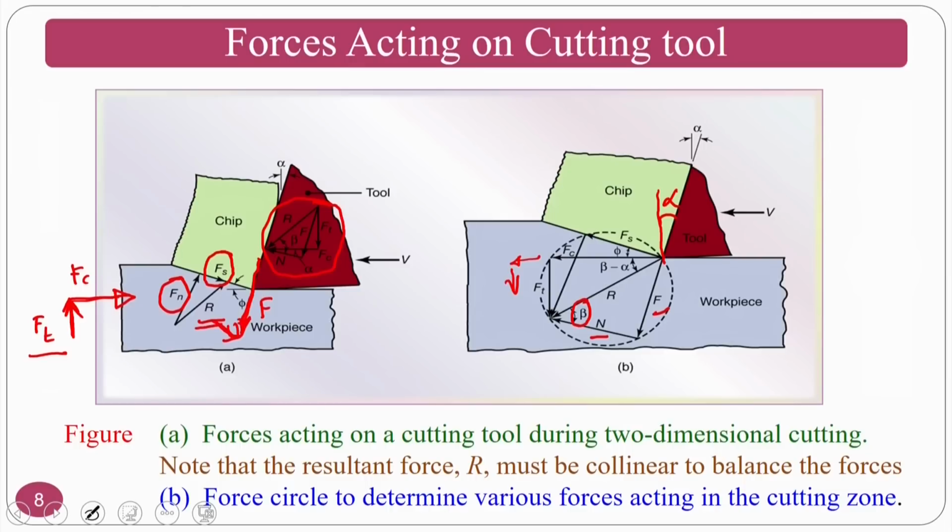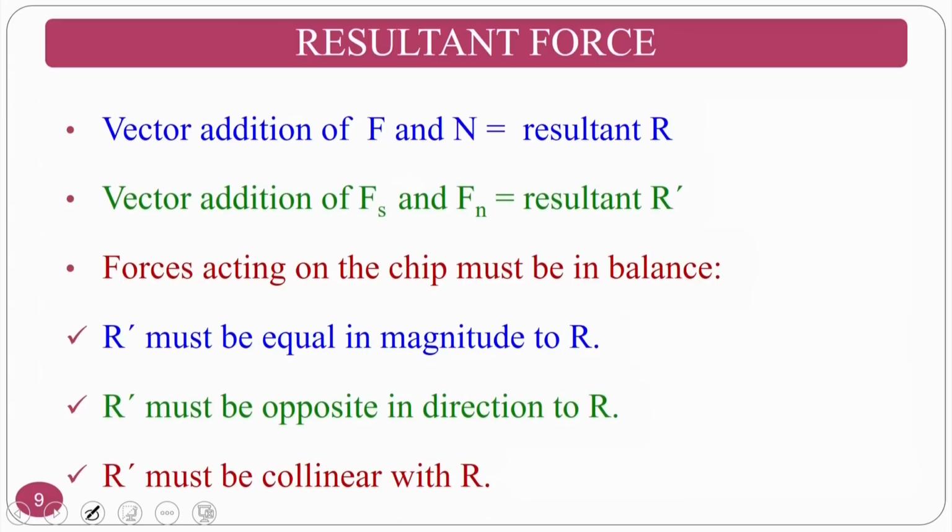Note that all the resultants must be R. The resultant force is R, which is equivalent to the resultant of all the forces, that is the frictional force, normal to the frictional force, cutting force, thrust force, shear force, normal to the shear force, all boil down to the resultant being only R. Okay, that is what the assumption is. Vector addition of the frictional force and normal to the frictional force results in R, that is the resultant force.